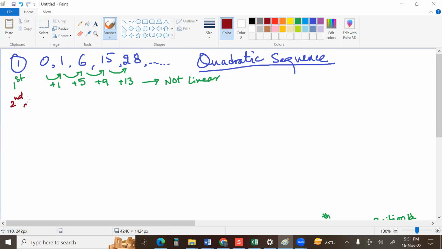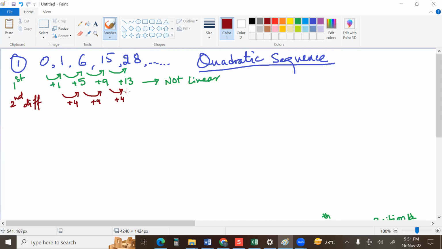We call it the second difference. Let's take a look at the second difference. You add 4 to 1 to get a 5. You increase 5 by 4 again to get a 9. 9 increased by 4 is 13. So we see that our second difference is constant.